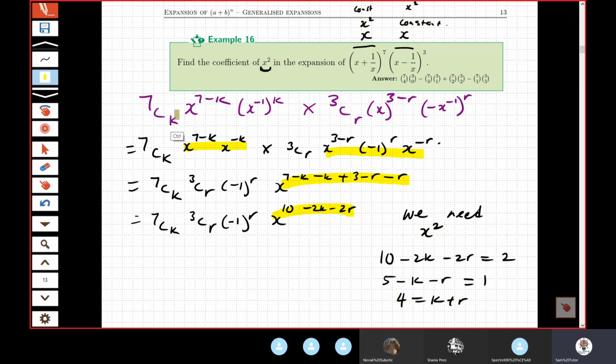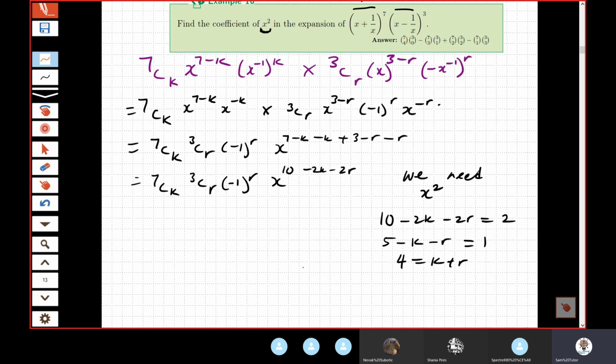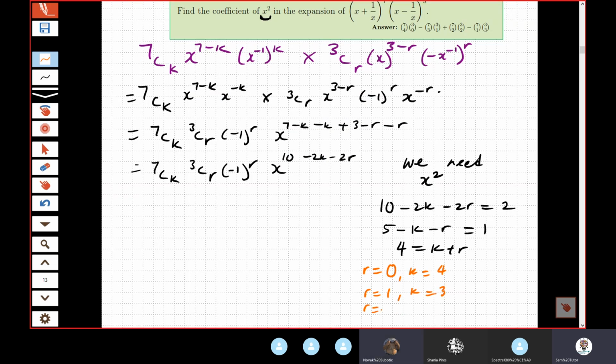All right, let me get rid of that. I think we get what's about to happen now. Now we've got to run through our cases. So, Novak, you're going to say when r equals 0, k equals? 4. Of course. When r equals 1, k would equal 3. R equals 2, k would equal 2.